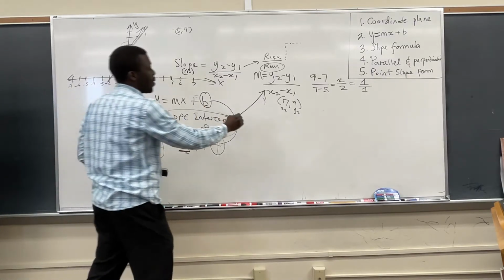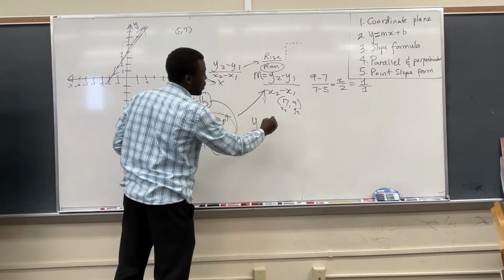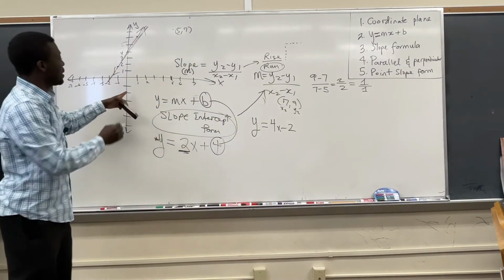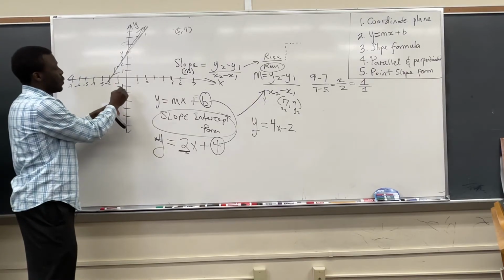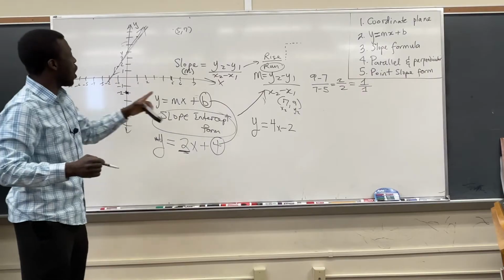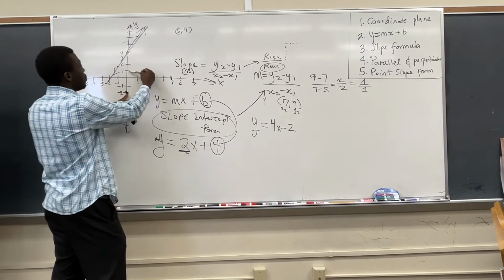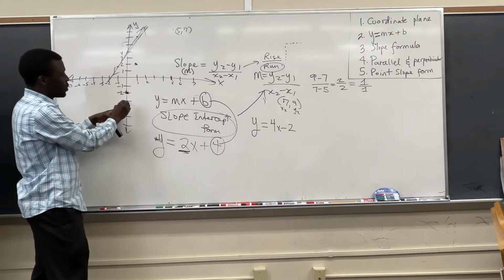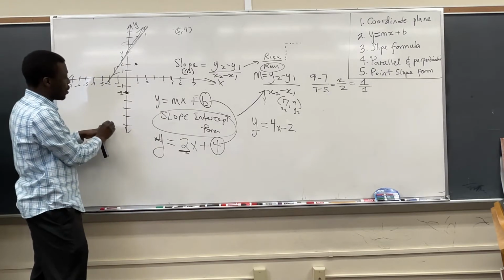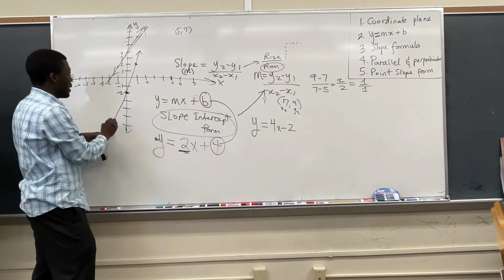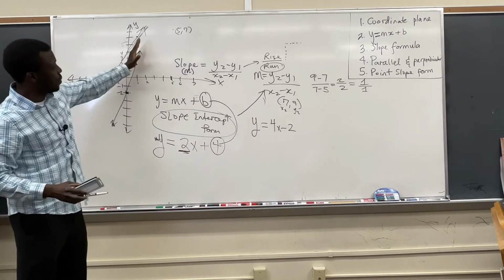So let's try another one. If someone says y is equal to 4x minus 2, that means the y-intercept is negative 2. We go down to negative 2 and we make a point there. And then we go up 4 units, 1, 2, 3, 4, and over 1 unit. And then we go down 4 units, 1, 2, 3, 4, and 1 unit left. And then we connect the dots. That gives us the slope of that line.